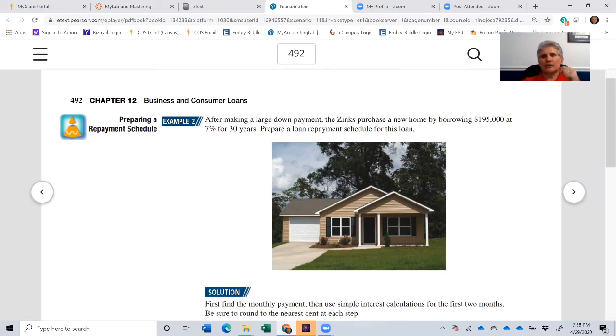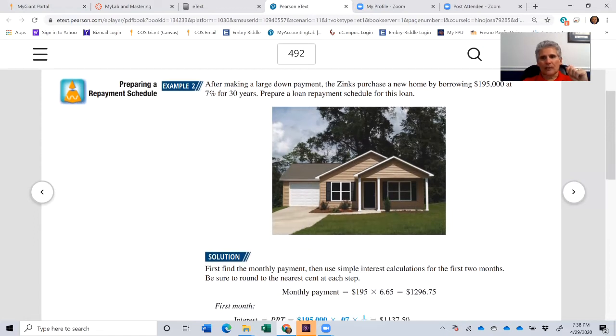So they borrowed $195,000. We're going to try to figure out what the payment is. To figure out the payment, we're going to take $195 and multiply it by the payment factor based upon 7% and 30 years. So let's go look it up. You can go look it up if you'd like. I'm going to trust the book did the right thing. So it's $195 multiplied by the factor at 7% and 30 years, 6.65. That's from the table itself. So when we do that multiplication, we're going to come up with a monthly payment of $1,296.75.